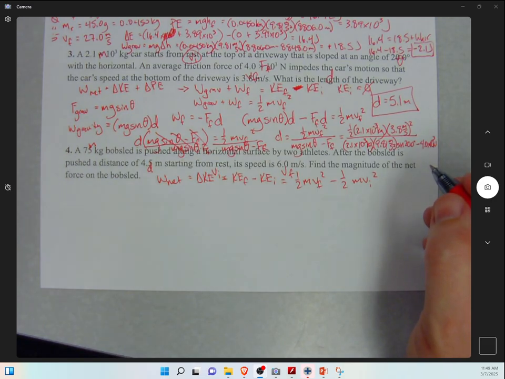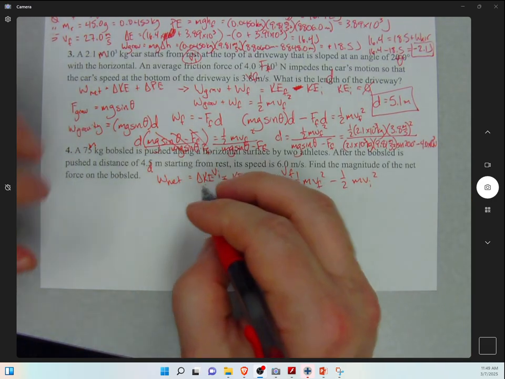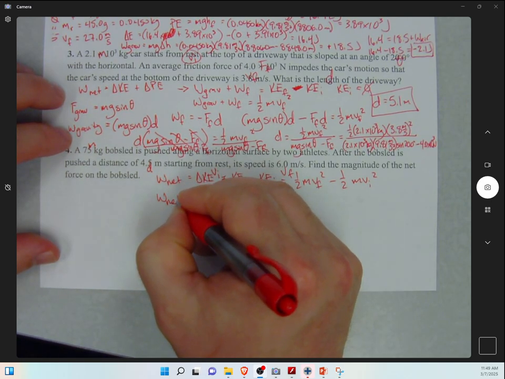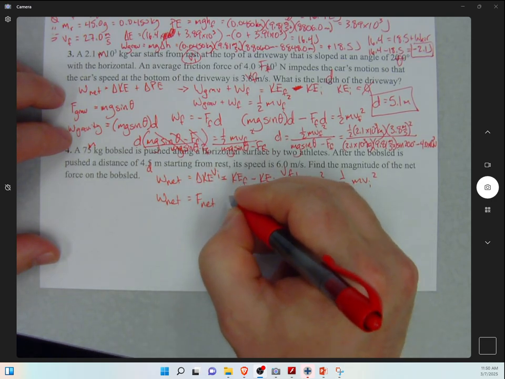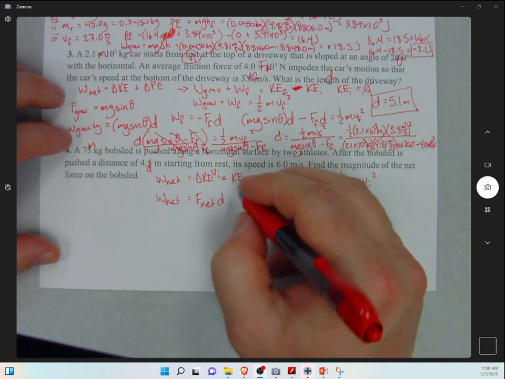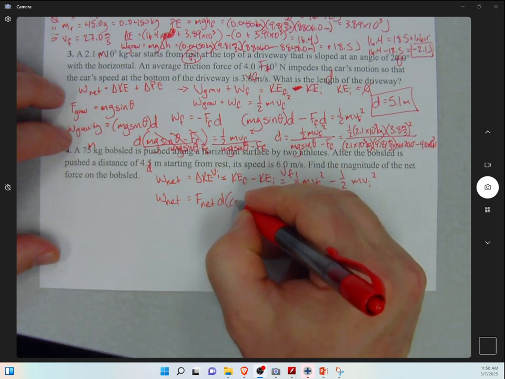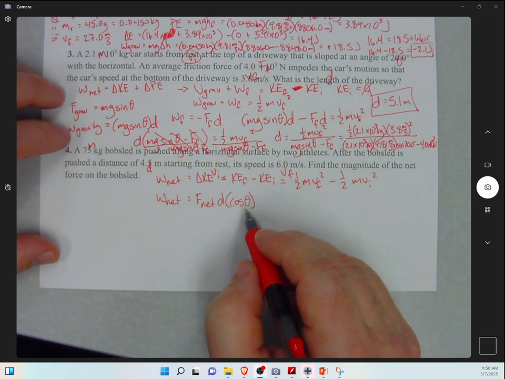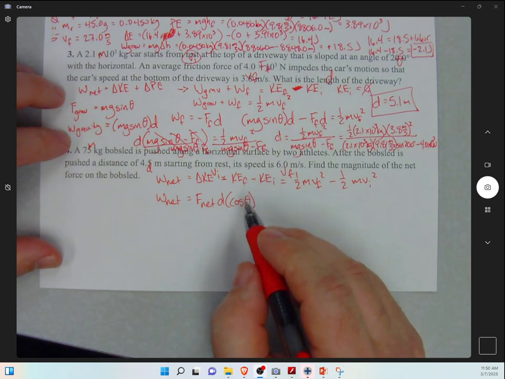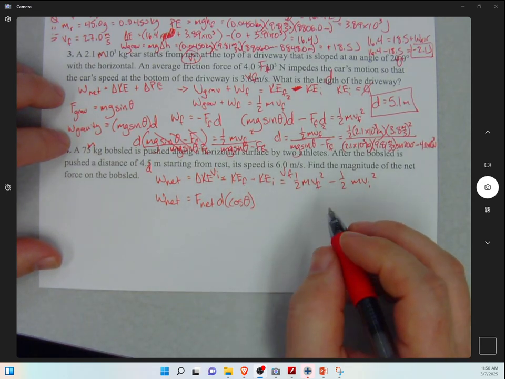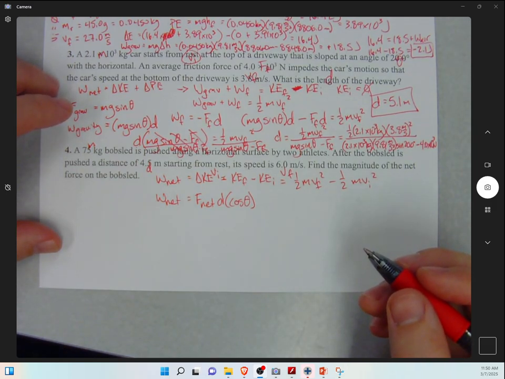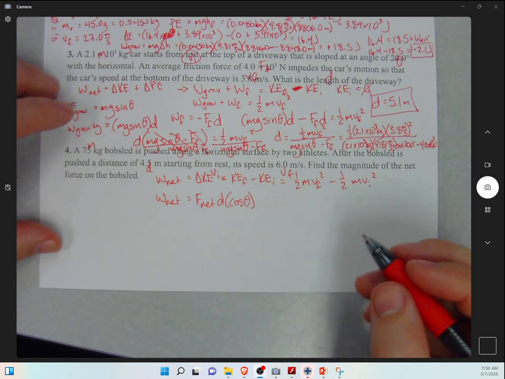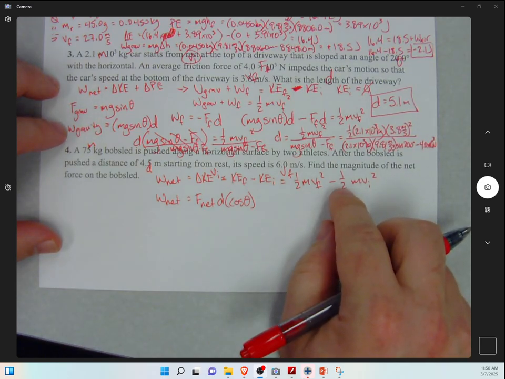If I know that the net work being done is also equal to the net force acting on, I guess it's a bobsled here, times distance, I don't have to actually write cosine theta because it's going to be cosine 0 degrees. It's just going to be 1. It's not going to actually change the value at all. But what I can do here is substitute in these terms up here for net work.